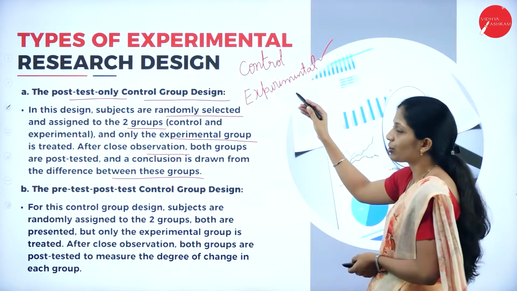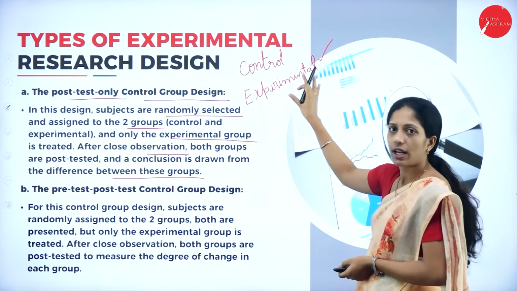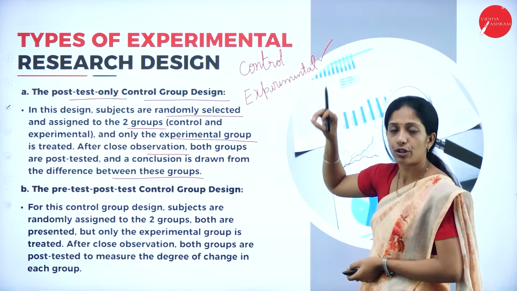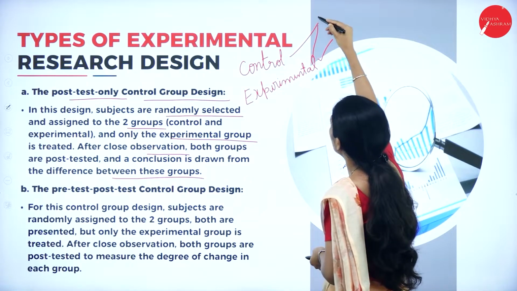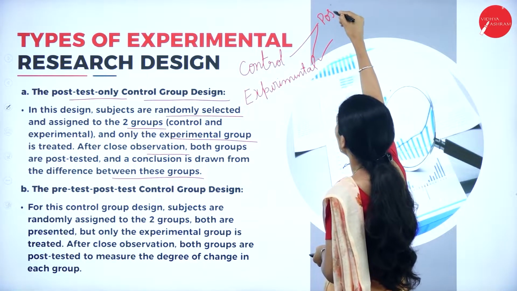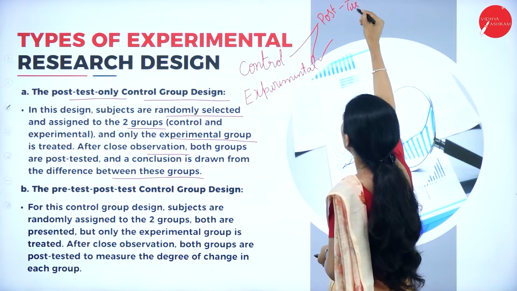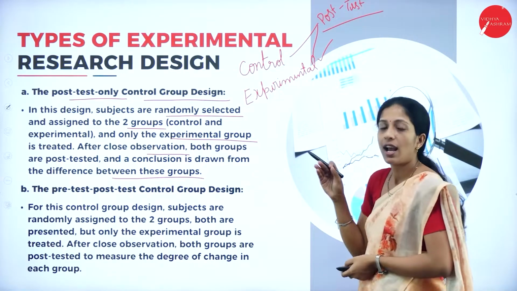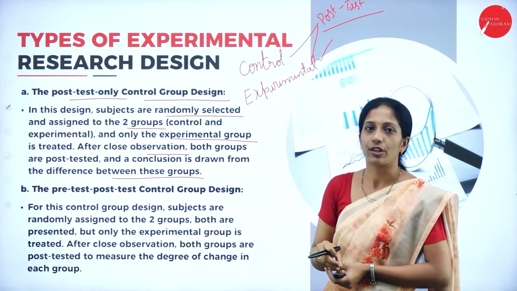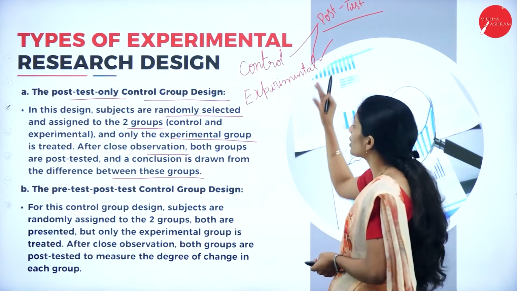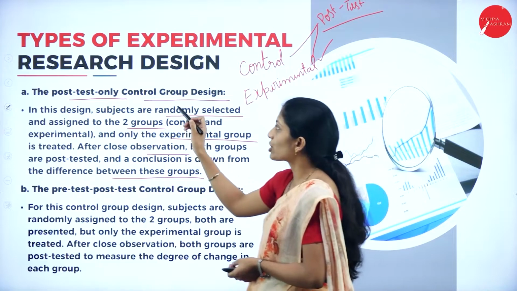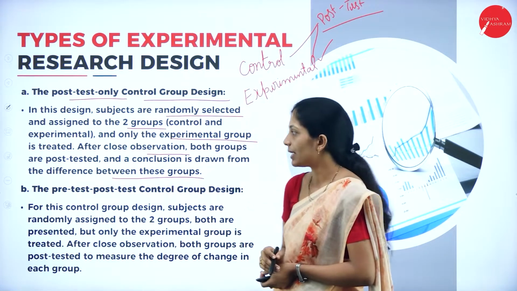Now what are they going to do? They are going to experiment on the experimental group, that is, they are going to treat the experimental group, and later on they are going to check the post-test, that is, they are going to check the result. Whatever conclusions they get, they are going to write in the report. So that is known as the post-test only control group design.